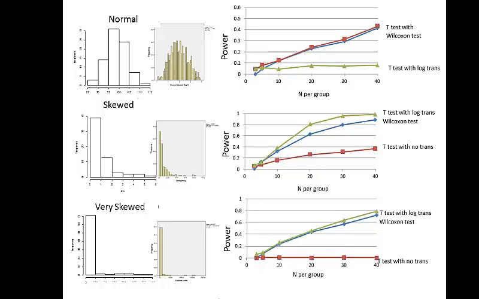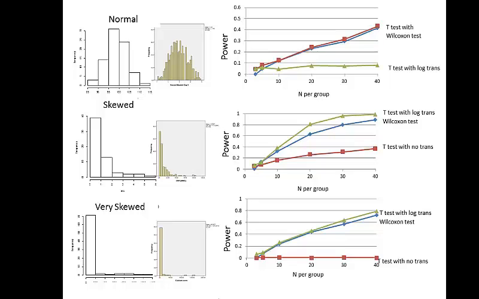The y-axis is power. What is power? Power is the ability to detect a difference. If the drug is effective and 100 people conduct your study, 80% power means 80% of people detect the signal. If the power is 5%, what does it mean? Only 5% of people detect the signal even though the drug is effective. So you do want to increase power.